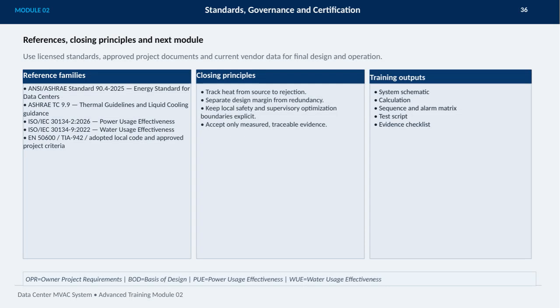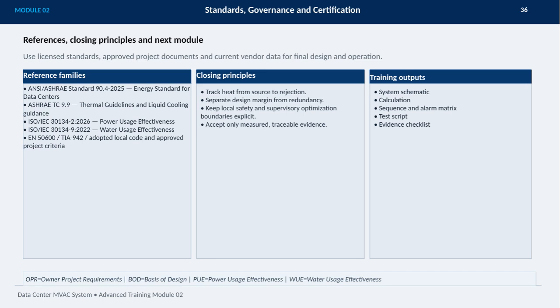As we wrap up Module 02 on standards, governance, and certification, it's crucial to remember that successful data center MVAC system design relies on using licensed standards, approved project documents, and up-to-date vendor data for both final design and operation. Some key reference standards include ANSI/ASHRAE Standard 90.4-2025 for energy efficiency, ASHRAE TC 9.9 for thermal and liquid cooling guidance, and ISO/IEC standards for power and water usage effectiveness.